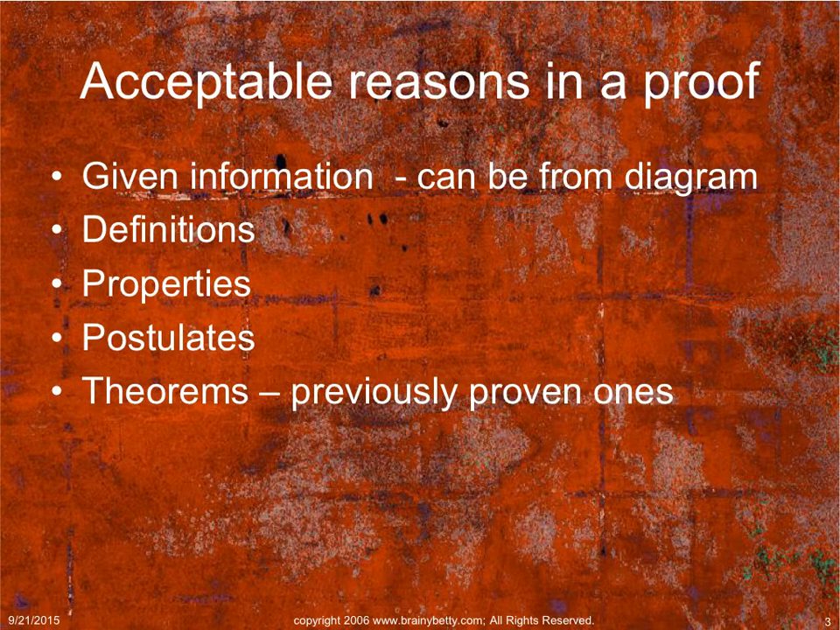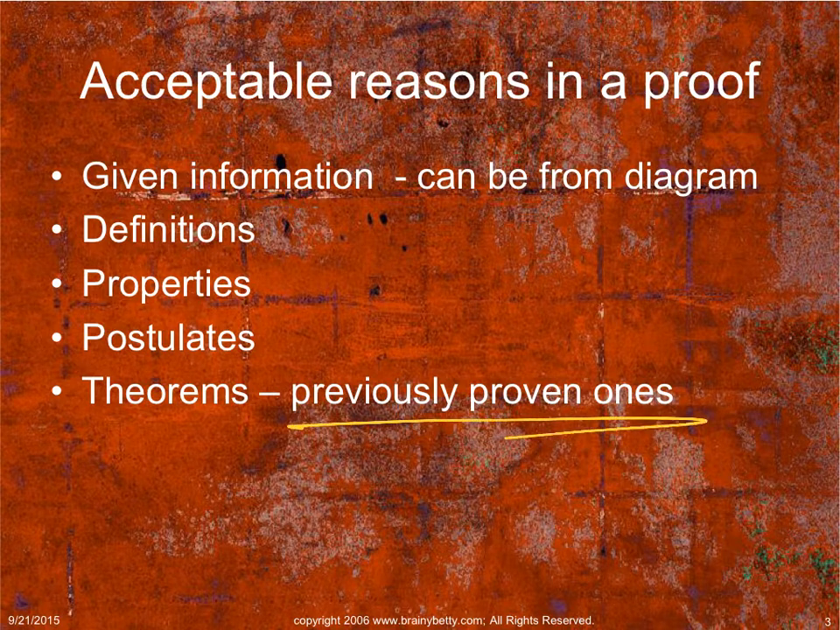So acceptable reasons in your geometry proof or even in your algebra proof could be that it was the given information, and you can get that given information either from a sentence or a statement, or you could also get your given from a diagram. Like they might have 2 angles with congruency marks or 2 segments. You can also list as a reason for proof definitions, properties, postulates, and theorems.